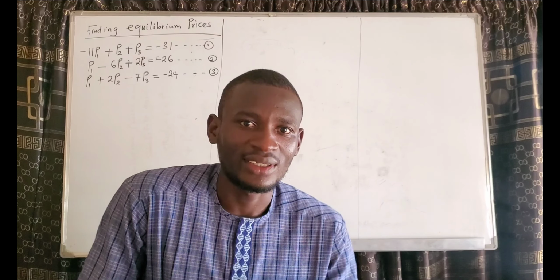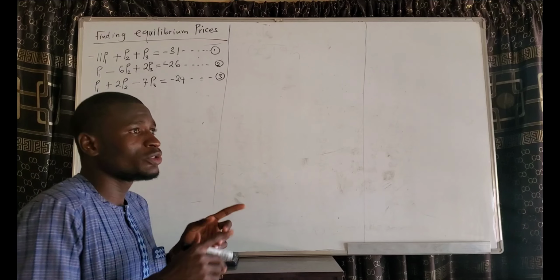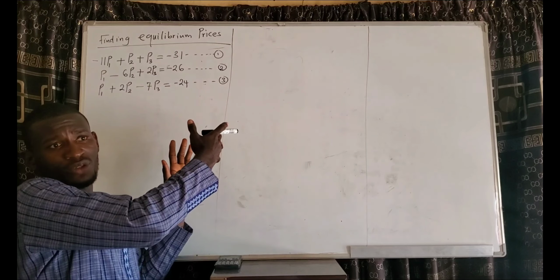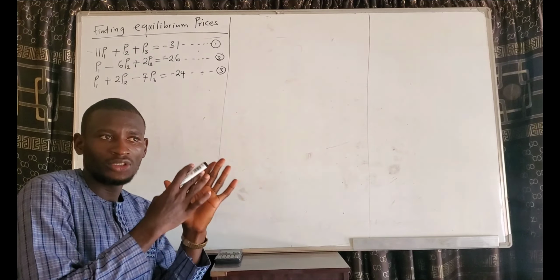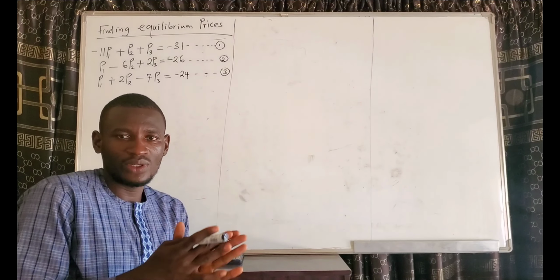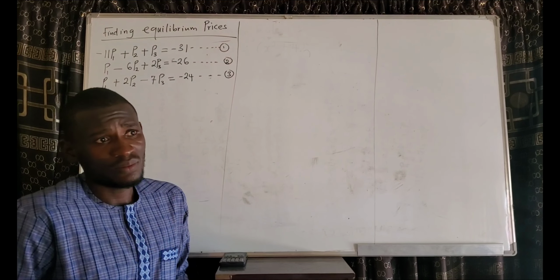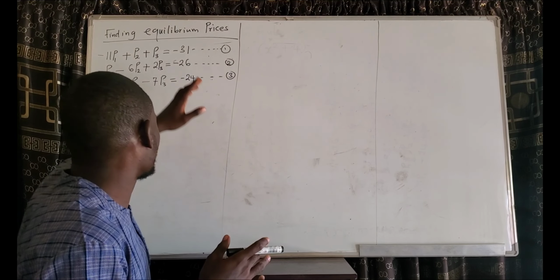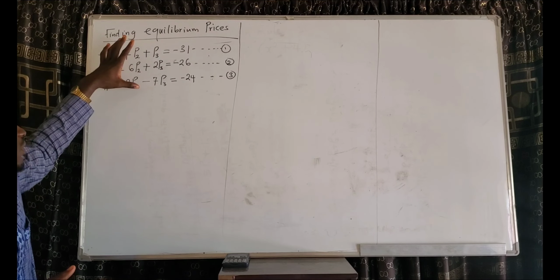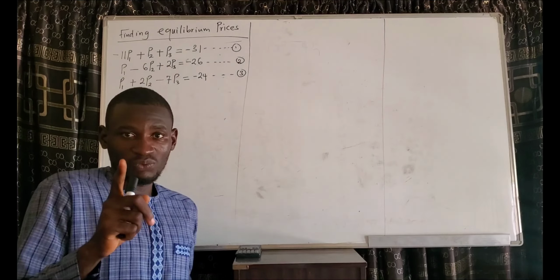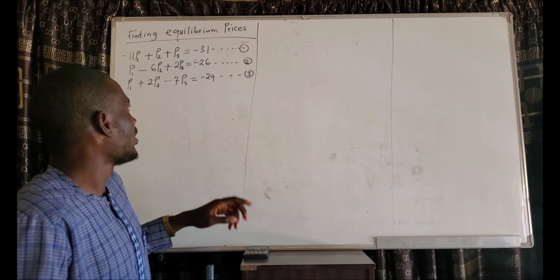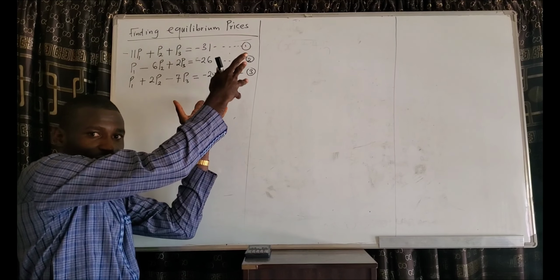Hello, I'm back again. In the previous video, which was part 1, we formed three simultaneous equations from QD1, QD2, QD3, QS1, QS2 and QS3. These are the equations. Part 1 of this video deals with the formation of these three equations.